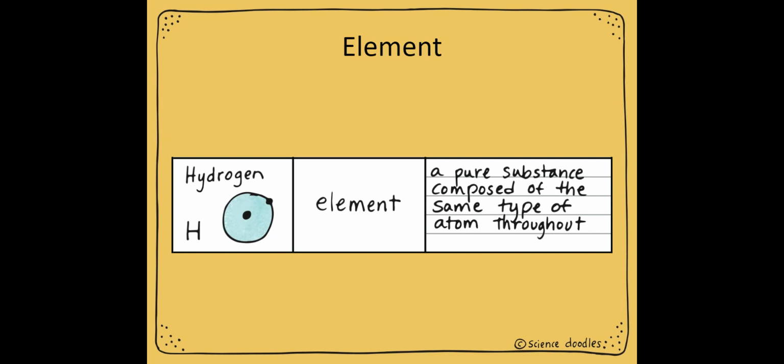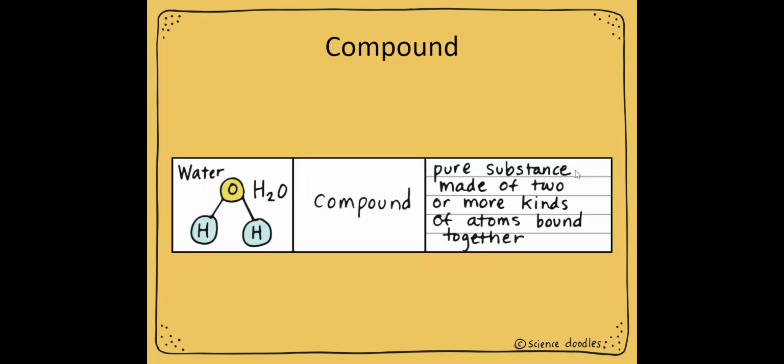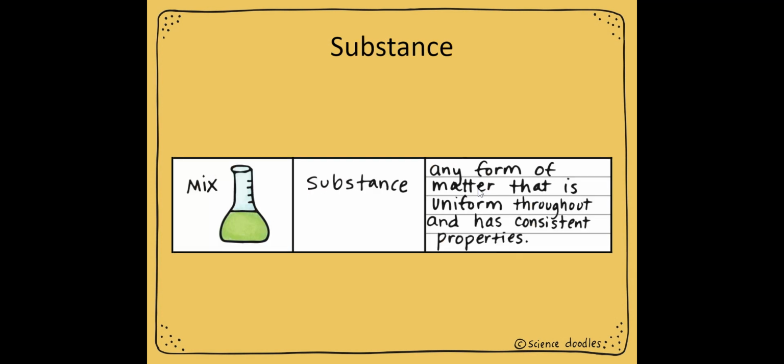An element. An element is a pure substance composed of the same type of atom throughout, so it's only composed of one type of atom, not multiple. A compound is a pure substance made up of two or more kinds of atoms that bond together, and this is an atomic bond. We have two hydrogen atoms and one oxygen atom that are bonded together. That's where you get H2O, also known as water. A substance is any form of matter that is uniform throughout and has consistent properties. So it's some form of a mixture.